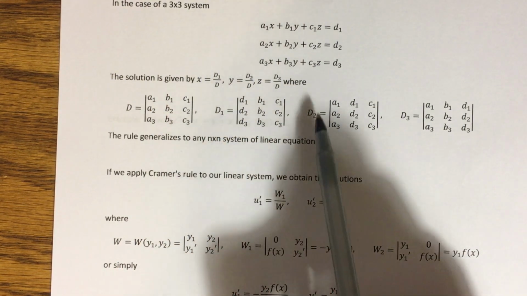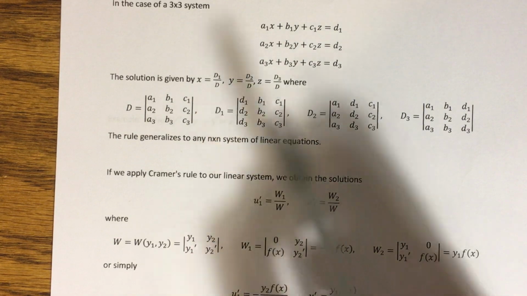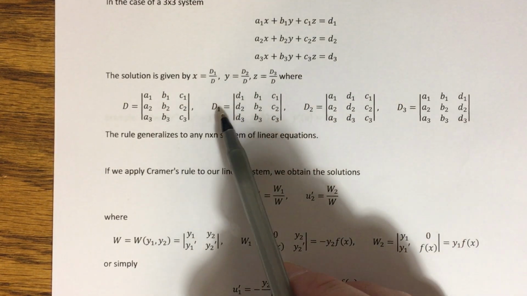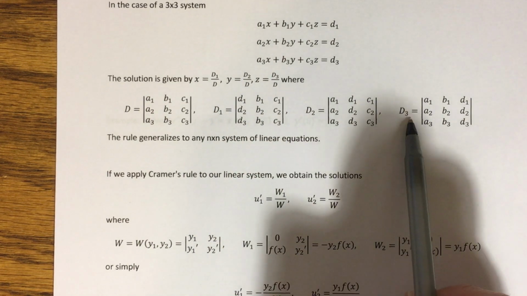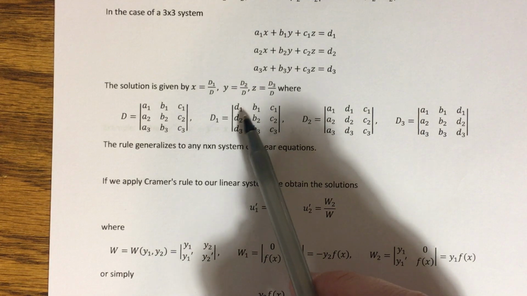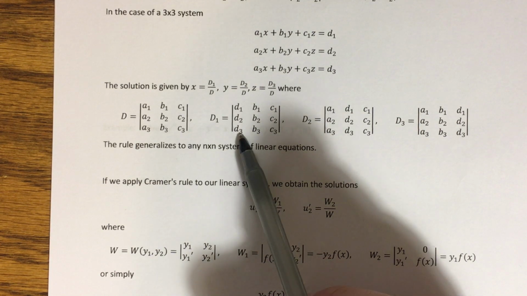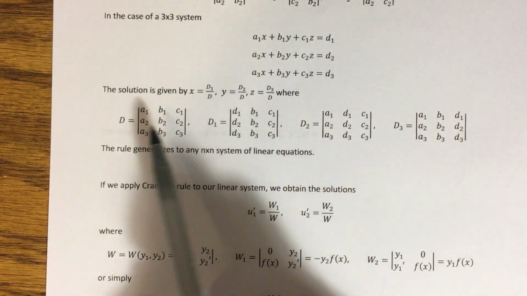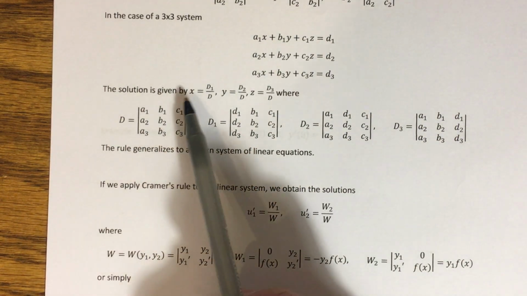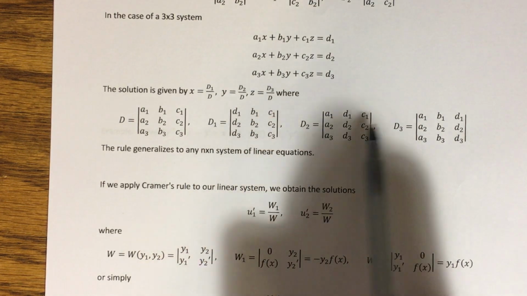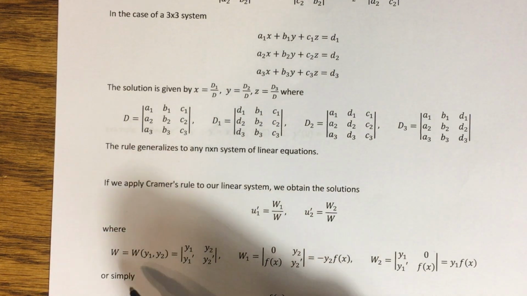Then we define D1, D2, and D3, similar to how we did in the 2x2 case, where we replace whichever column is indicated by that subscript, first, second, or third column, by the constants on the right-hand side. So you can see the D1, D2, D3 showing up in my first column here, second column here, third column here, and the other columns are just going to match what we see in D. Then x, y, and z are found by dividing one of these determinants by this D right here.